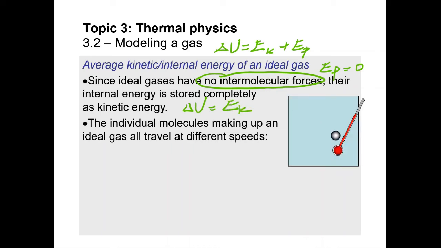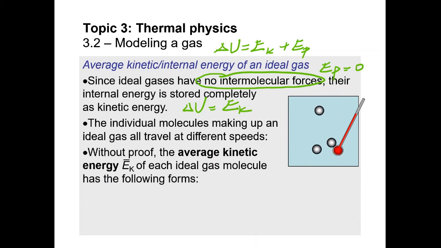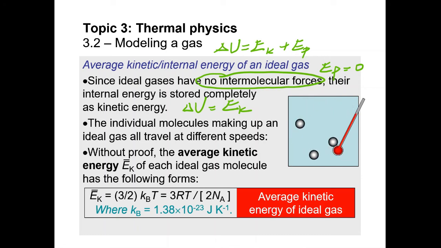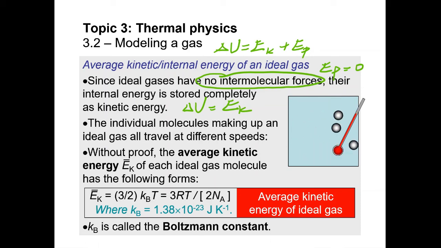The individual molecules making up an ideal gas all travel at different speeds. The average kinetic energy of each ideal gas molecule has the following form. This is the average kinetic energy of a single gas molecule, which equals 3/2 times k_B, the Boltzmann constant, times temperature in Kelvin, or 3 times R times temperature in Kelvin divided by 2 times the Avogadro constant.